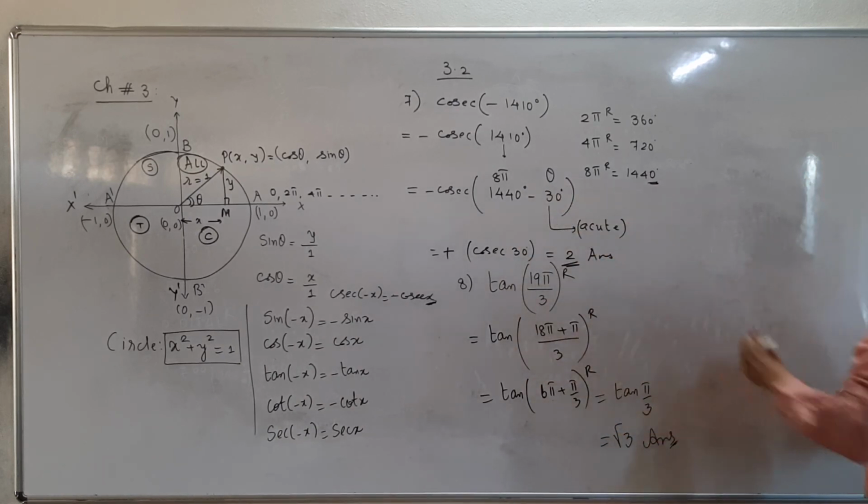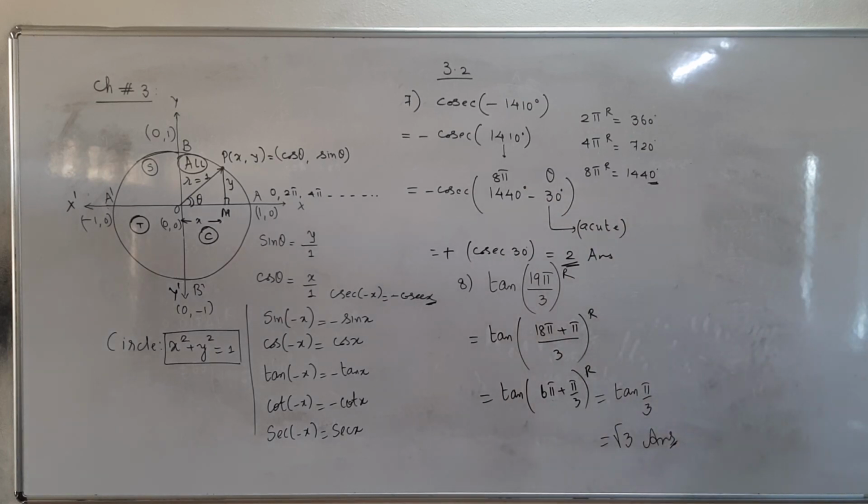Whenever we have a multiple of pi, the function doesn't change. And whenever we have a multiple of pi by 2, cosec will change to sec, and sec will change to cosec, sine will change to cos, and cos will change to sine, tan will change to cot, and cot will change to tan. This much, students, you have to remember and memorize.